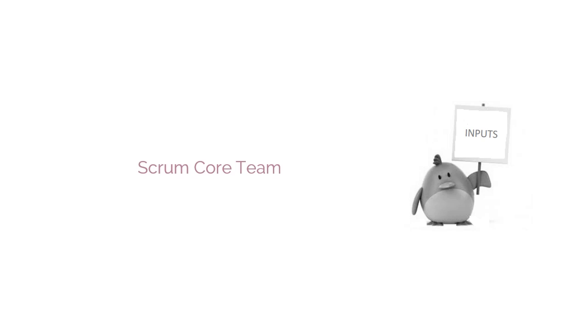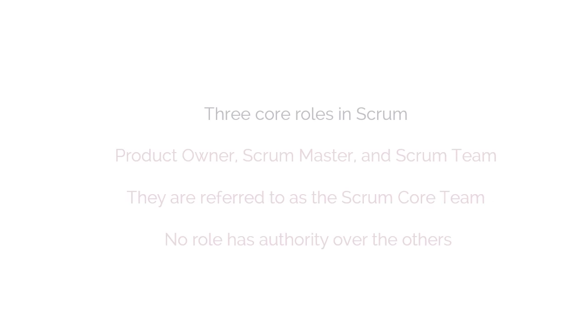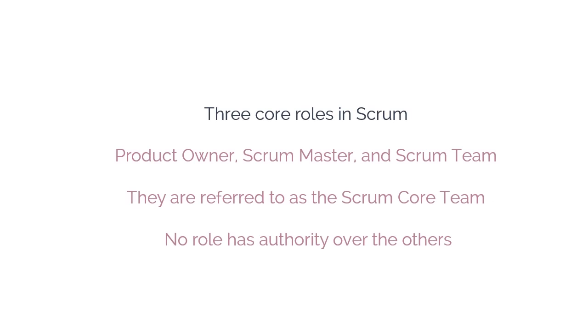The source of input in this process is undoubtedly the Scrum core team. So, how will we define the Scrum core team? There are three core roles in Scrum that are ultimately responsible for meeting the project objectives. The core roles are the product owner, Scrum Master, and Scrum team. Together, they are referred to as the Scrum core team. It is important to note that of these three roles, no role has authority over the others. Let's meet them one by one.